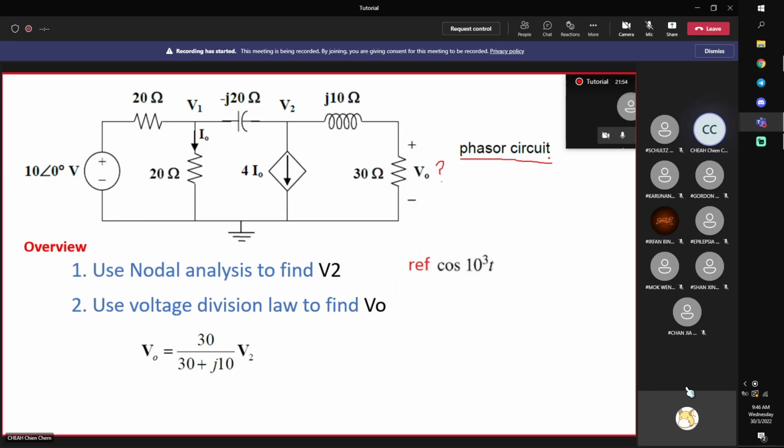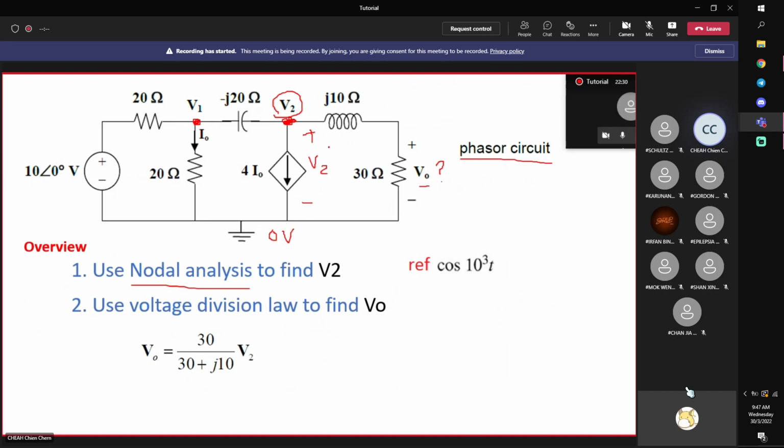Now this question says use nodal analysis. No other way. Nodal analysis to find V0. We know that nodal analysis means you assign node voltages V1, V2. But we need to find V0. Which means that you need to make use of the node voltages to find V0. In particular, you see V0 is here. So it is related to V2. In fact, this is V2. As I said, always view it this way if you're confused.